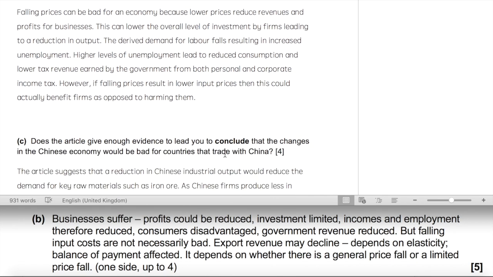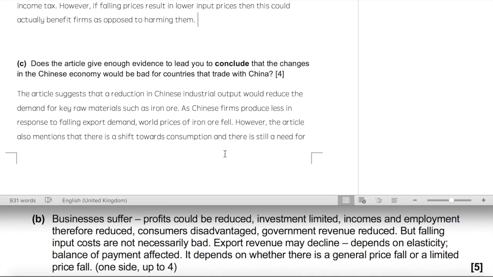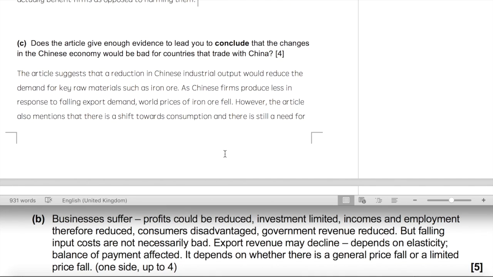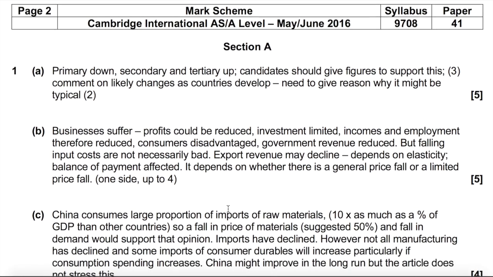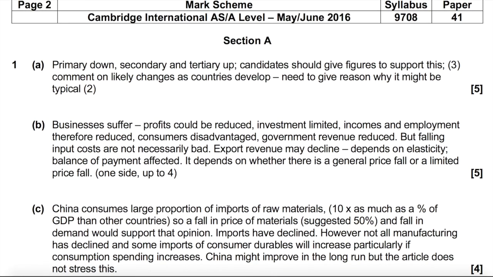Now let's take a look at C. Does the article give enough evidence to lead you to conclude that the changes in the Chinese economy would be bad for countries that trade with China? Okay, again, the mark scheme is looking for us to consider how China consumes large proportions of imports of raw materials.